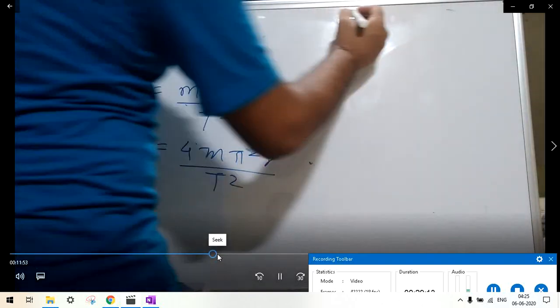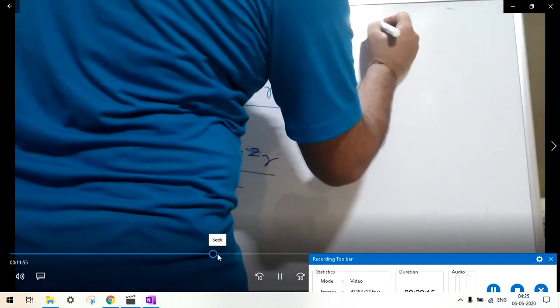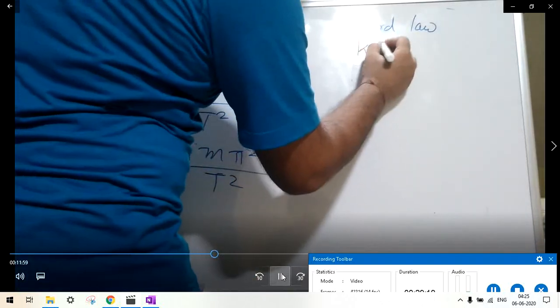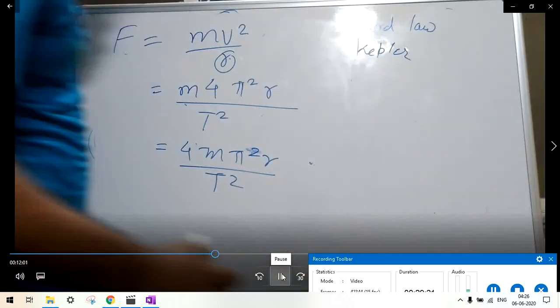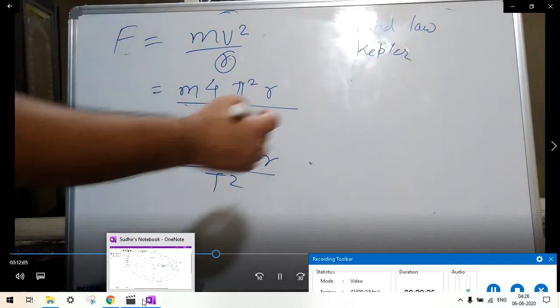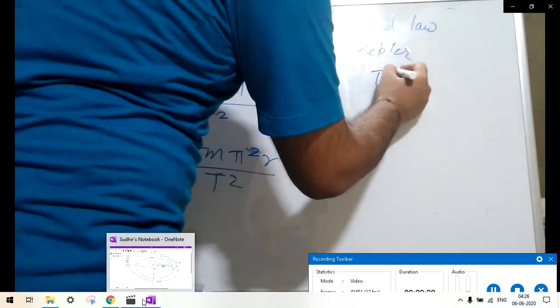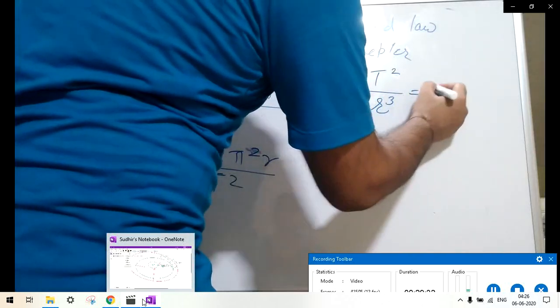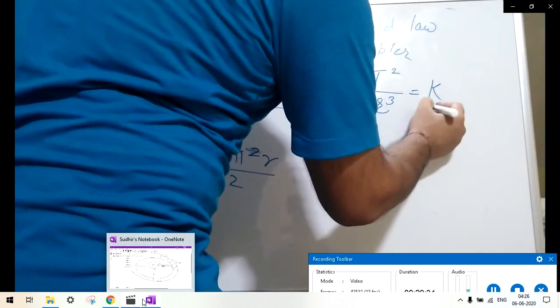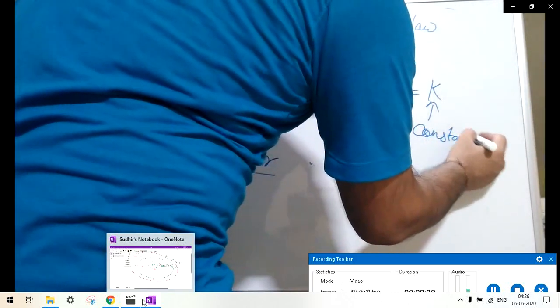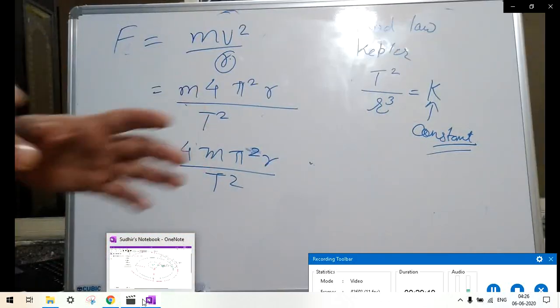Now there is a third law given by Kepler. I hope you have heard of Kepler. I have told you what Kepler's first and second laws are. So the third law of Kepler goes like T square by R cube is equal to K, where K is a constant. I hope you are all familiar with constants. Constant means nothing but some value.